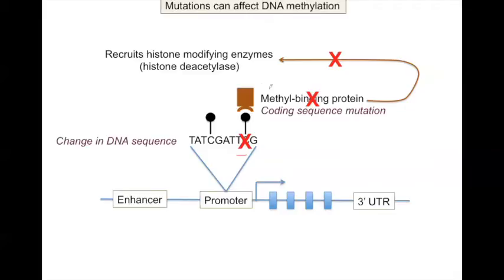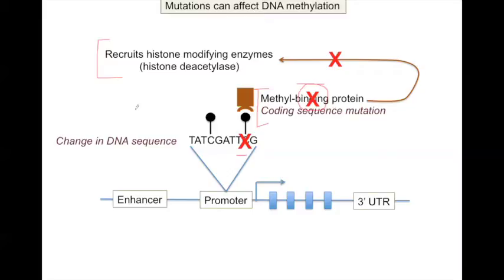This would have an effect on the methyl binding protein, which could then have an effect on the recruitment of histone modifying enzymes, thereby changing patterns of gene expression. Alternatively, a mutation may occur in the methyl binding protein itself, meaning that it was either unable to bind to DNA, or if it did bind to DNA, it exerted no repressive effect.